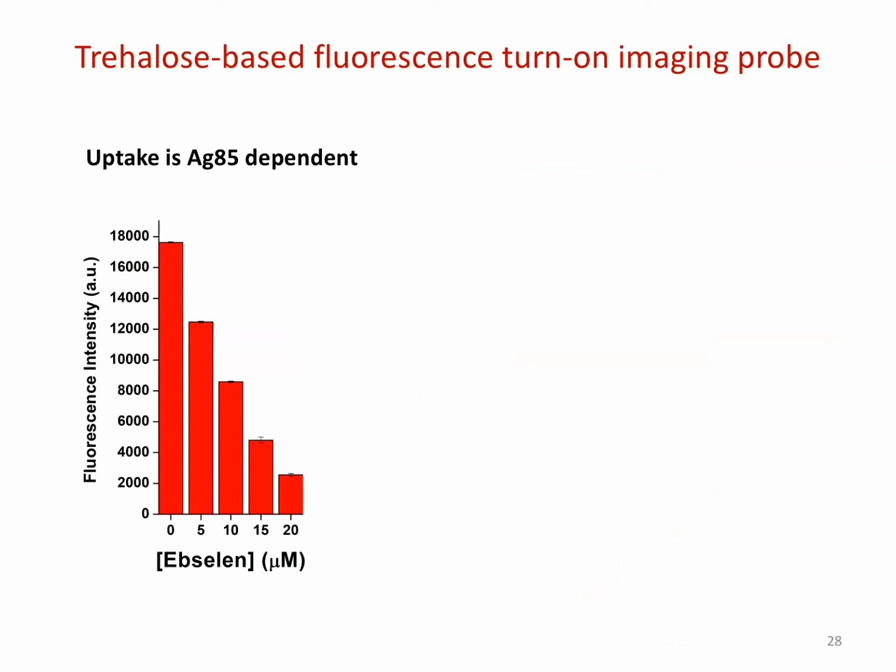We use another assay to further prove it's Ag85 dependent. In this assay, it's ebselen, an Ag85 inhibitor. So the higher the concentration of inhibitor, the lower the fluorescent intensity, meaning that really Ag85 is involved in the uptake of our carbazole probe.